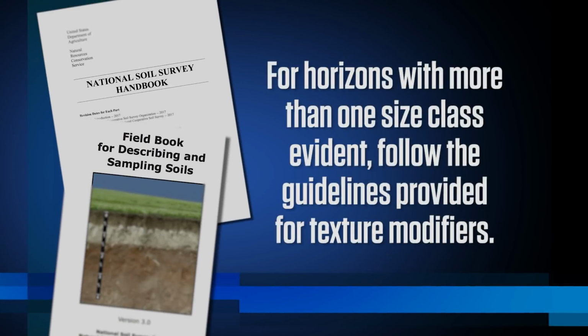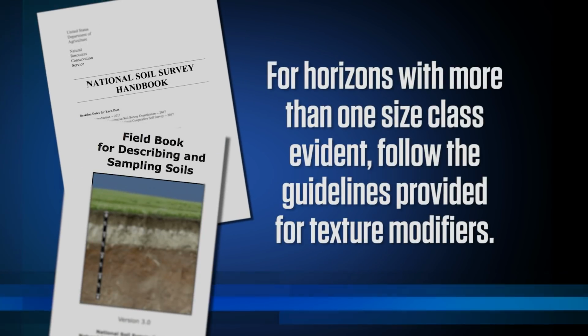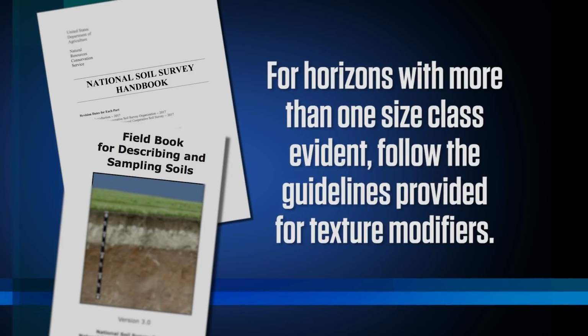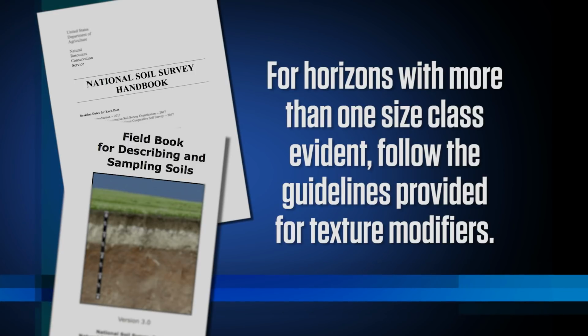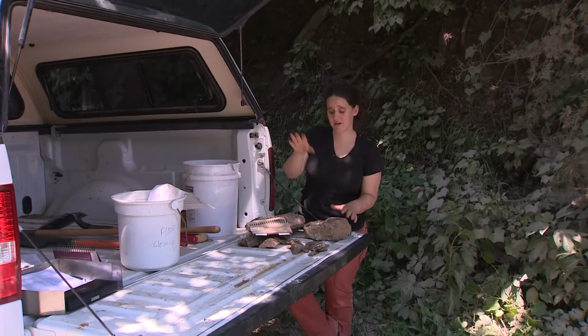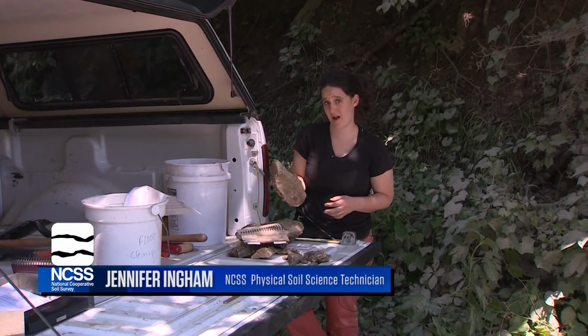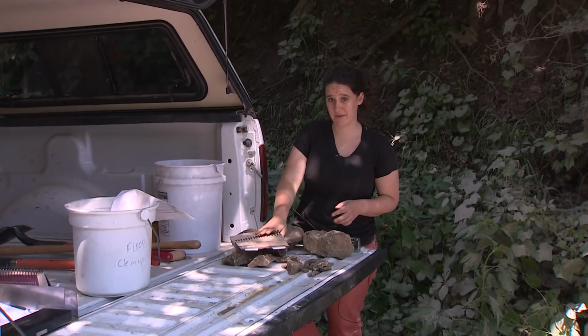For horizons where more than one size class is evident, follow the guidelines provided for texture modifiers found in the National Soil Survey Handbook, the Field Book for Describing and Sampling Soils, and other official references to determine the appropriate textural modifier. Now we need to describe our fragments, and the first thing we need to describe is the kind of fragments we have. These are limestone fragments.